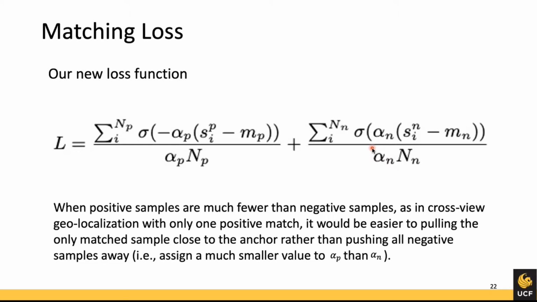At the same time, in cross-view geolocalization, we only have one positive match for a query, which has the same GPS location. Other images have different GPS locations and are considered negative samples. So we have a lot of negative samples. It will be much easier to pull the only matched sample close rather than push all the negative samples away. This can be achieved by assigning a much smaller value to alpha p than alpha n. I'm not going to dive into the details behind the rationale of this, but we have some detailed analysis in the paper, so you can refer to that.